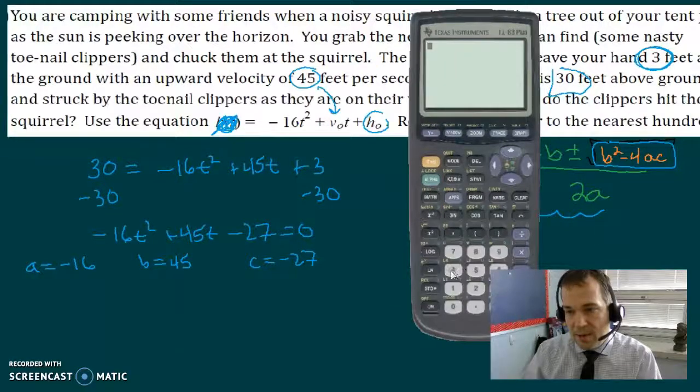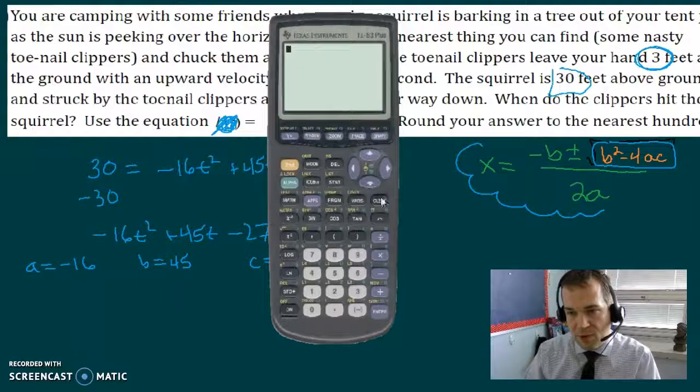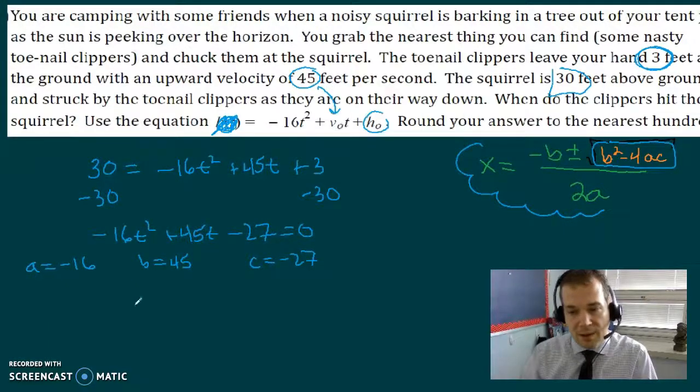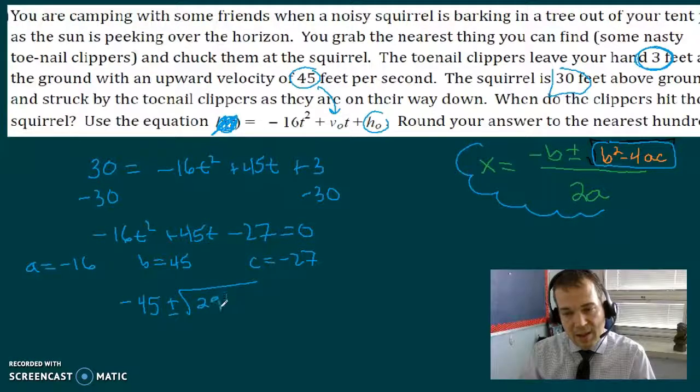clear all this away. 45 squared minus 4. Oh dear, this is all wrong. 45 squared minus 4 times A times C equals this number 297. So this will be the number that goes in the square root of my problem. So I'll now take the opposite of B plus or minus the square root of that 297 all divided by 2 times A, which is negative 32.